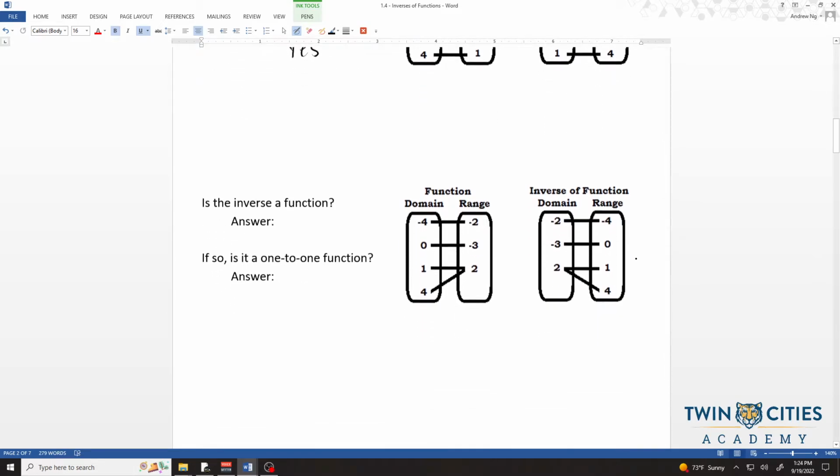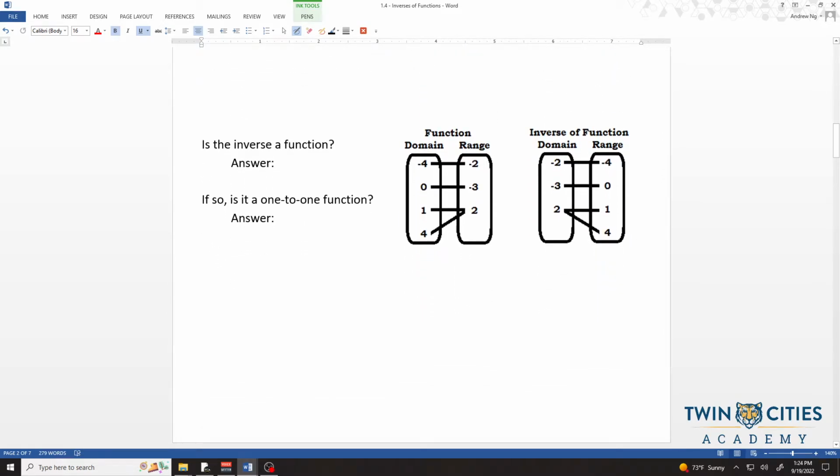Okay, what about this mapping? This is also a function in that each element of the domain goes to one element in the range. -4 goes to just one thing, -2. 0 just goes to one thing, -3. This 1 goes to just one thing, 2, and this 4 goes to just one thing, 2. So this is a function.